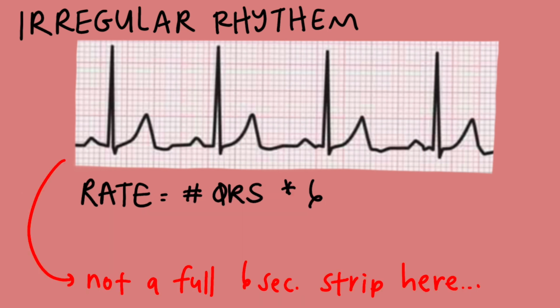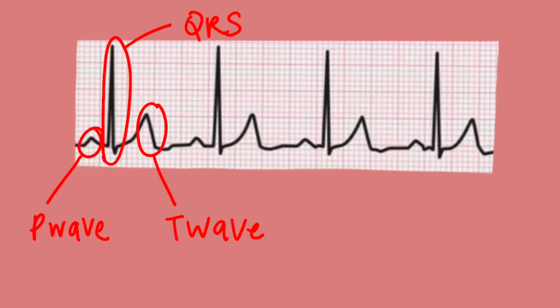For an irregular rhythm, you'll count the number of QRS complexes and multiply by 6 to get an approximate heart rate. Now make sure that you can identify all the aspects of a normal EKG: the P wave, the QRS complex, and the T wave.